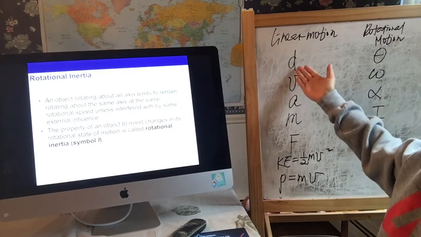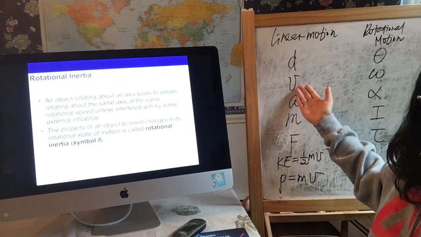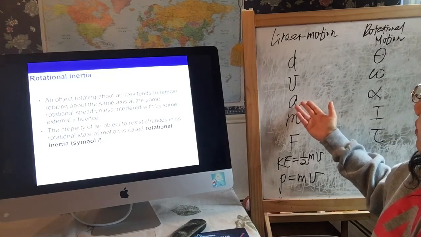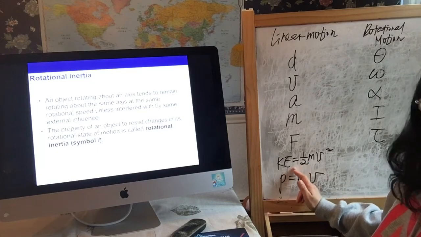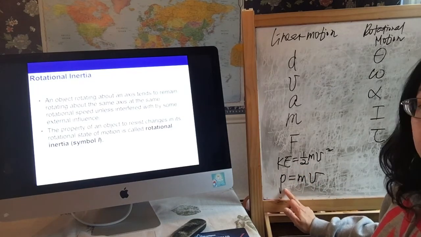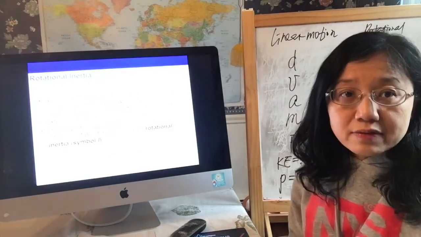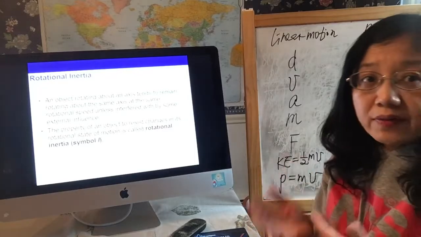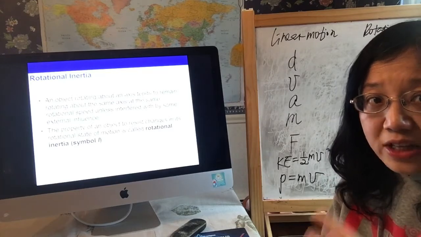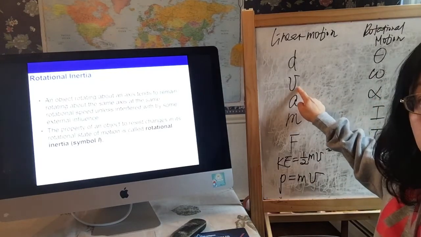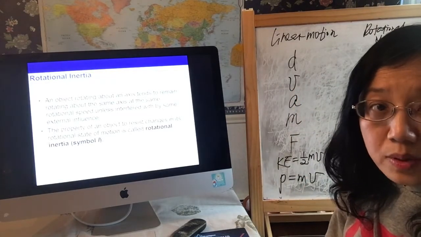Remember, this is what we have covered for linear motion. We talk about distance in our class. We don't use displacement, we talk about distance. We talk about velocity, acceleration, mass, force, and also we discuss kinetic energy and momentum. Similarly in rotational motion, in the last video I introduced that we have to use two kinds of speed to represent rotational motion. One is called tangential speed, which is very similar to the speed definition for linear motion, but the other one is called angular speed.